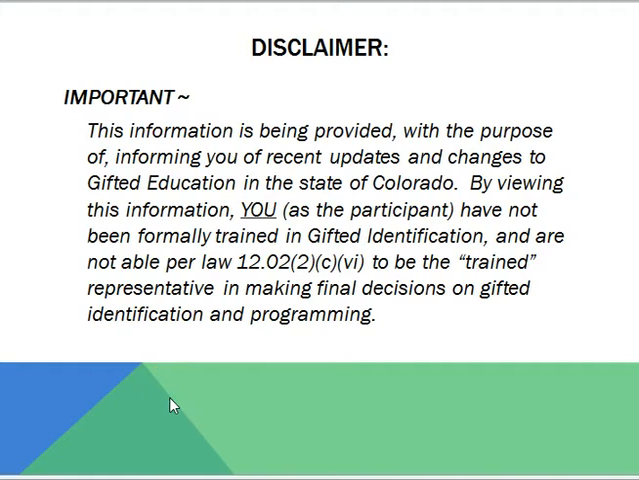For this presentation today, I do have to have a disclaimer. This information is being provided to you with the purpose of informing you of recent updates and changes to gifted education in the state of Colorado. By viewing this information, you as a participant have not been formally trained in gifted identification and are not able, per law 12.022 CVI, to be the trained representative in making final decisions on gifted identification and programming. The purpose of this is to make sure that you are aware of the components because you are going to be a team member, possibly on review teams, and you need to be aware of this information.